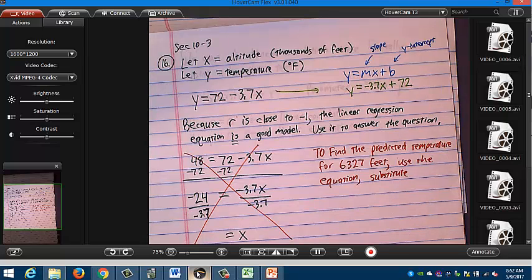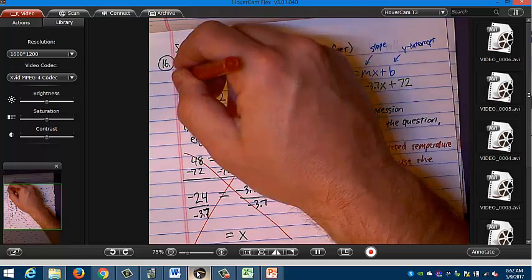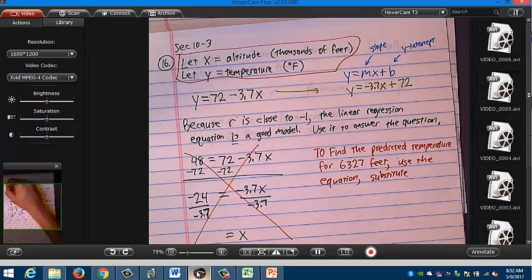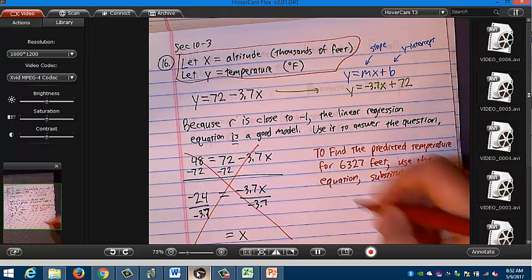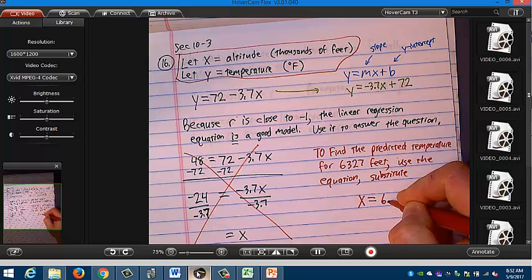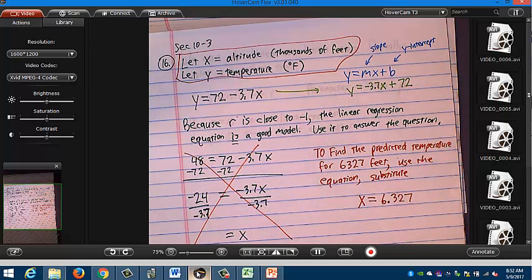Yeah, I listed that up above, right? One of the first things I did, and I would encourage you to do that on your homework. Write down what x is and write down what y is. So what are we going to substitute? We're going to say x equals, now what I'm going to substitute in would be 6.327. Why did I do 6.327?